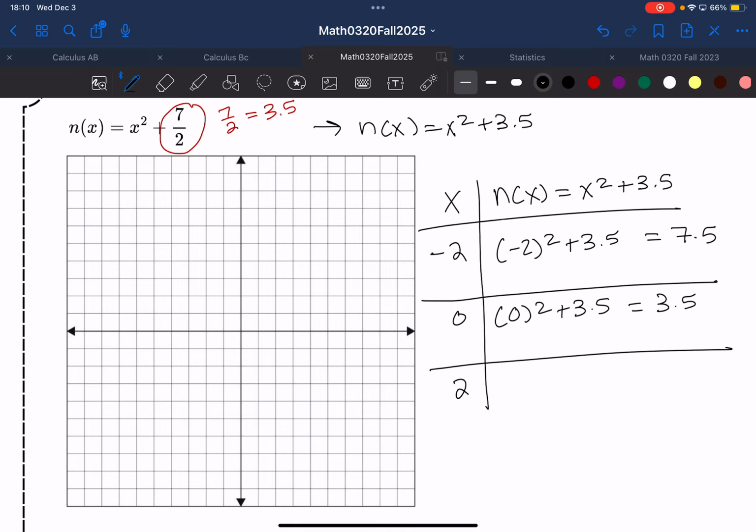And then without even plugging this in, what do you think the answer is going to be for 2? 7.5. Because remember, our parabola is symmetric. So whatever we do on the negative side is going to be the same that we do on the positive side. So no matter if we plug in a -2 or a +2, we're still going to get 7.5, and that's because we are squaring that x value.